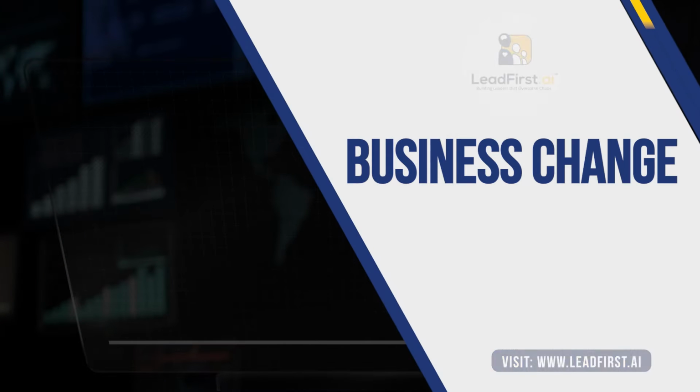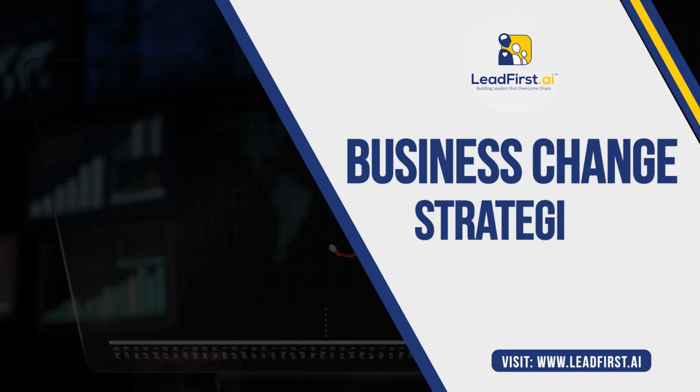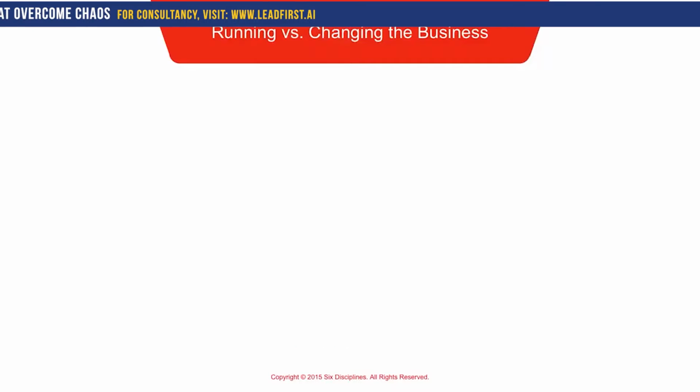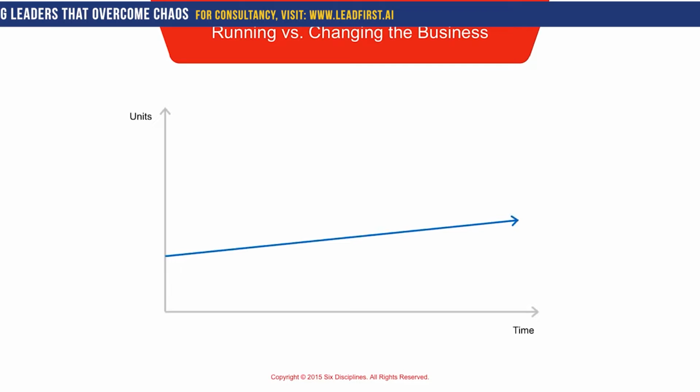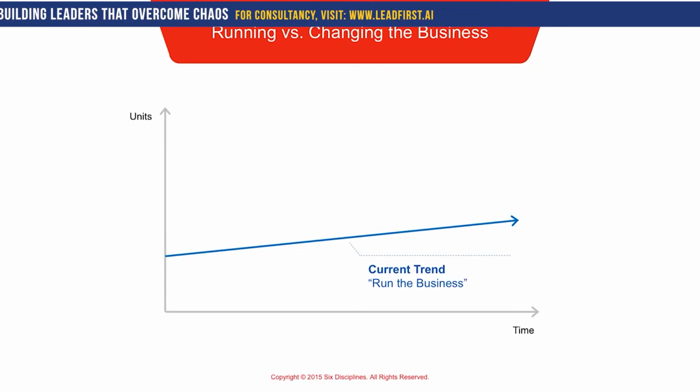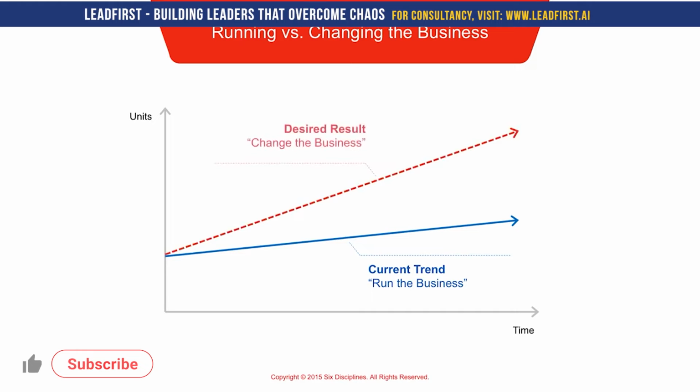The first thing to understand in planning is this tension between running and changing the business. Earlier we went through this diagram, and the lower line, as you recall, is what would happen if you kept doing what you've been doing. It's the status quo, so to speak. It might be flat or up or down a little bit. And then the upper line is what you'd like to happen. And the difference is the gap.